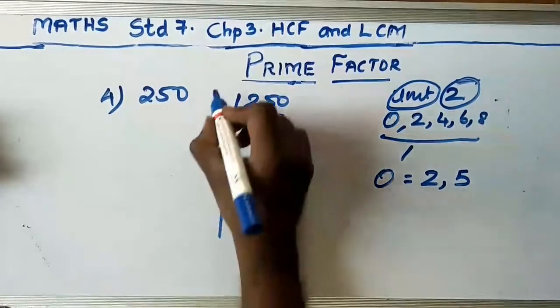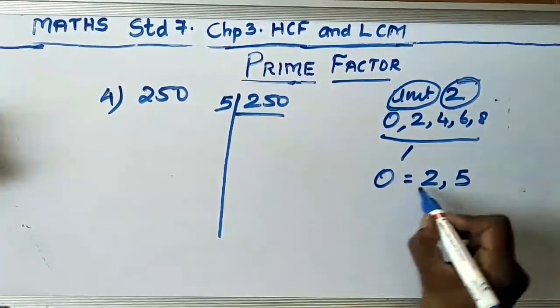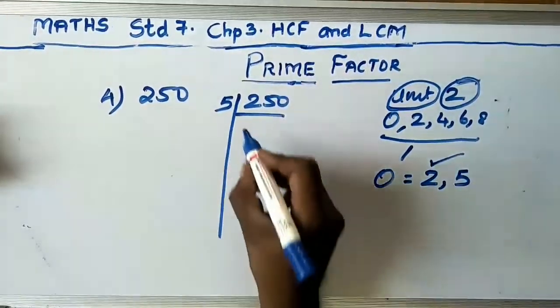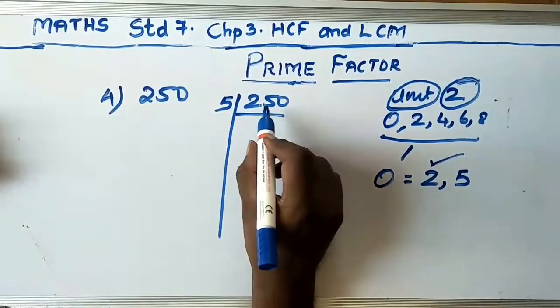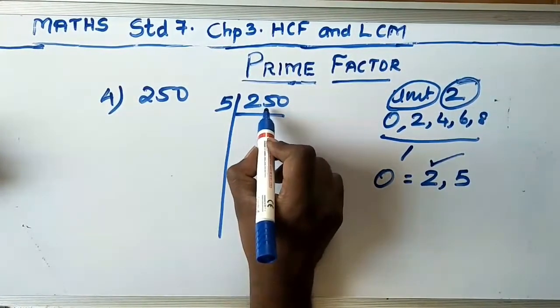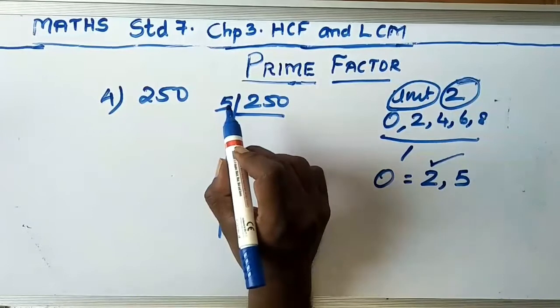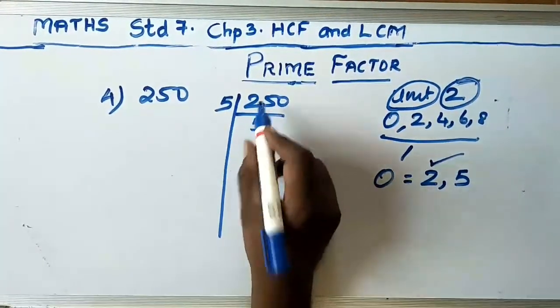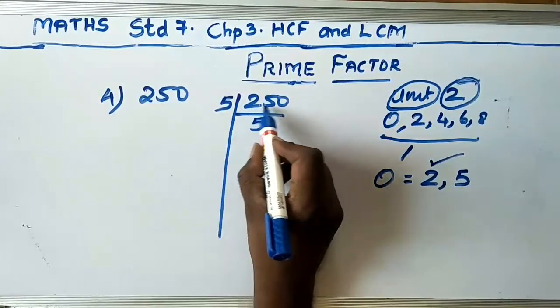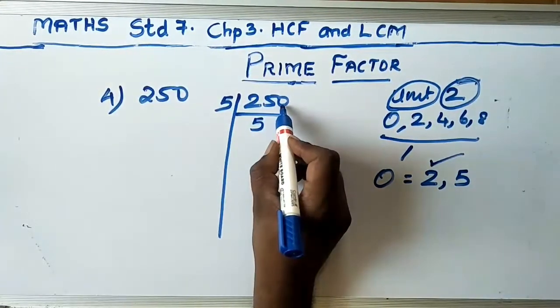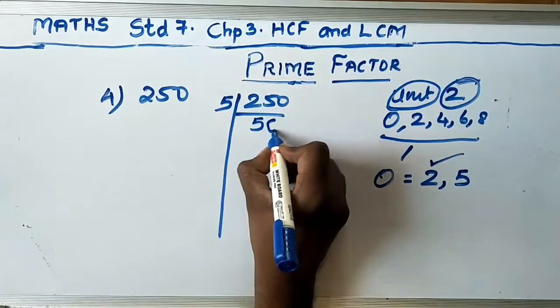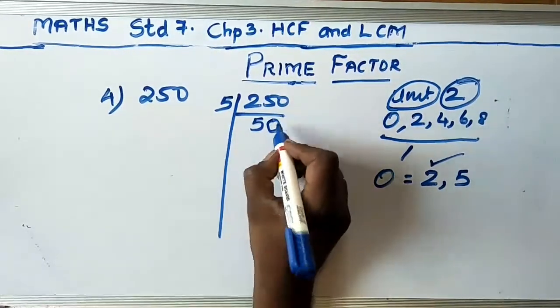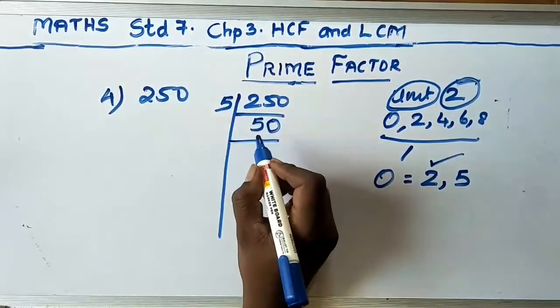So let me take 5. You can take 2 also. I'll take 5 now because this will be easy for you to calculate. 25 is there, right? So 25 goes in 5 table. How many times? 5 times. 5 5s are 25. So this part is over. Remaining 0. 5 zeros are 0. That 0 comes down. 50.